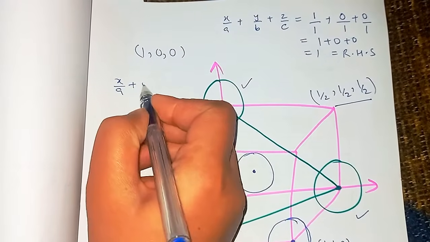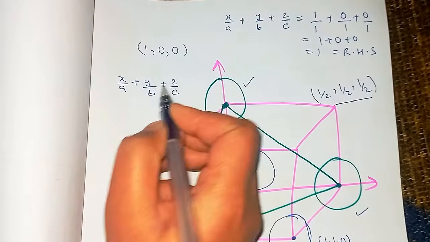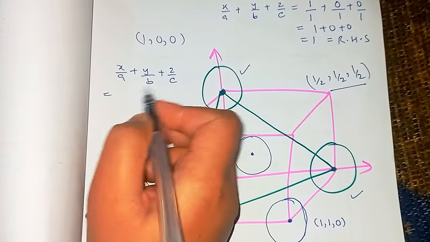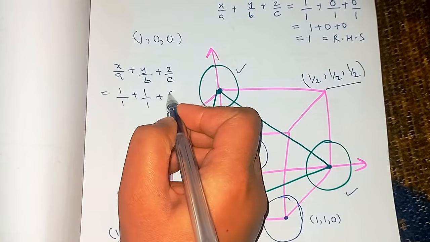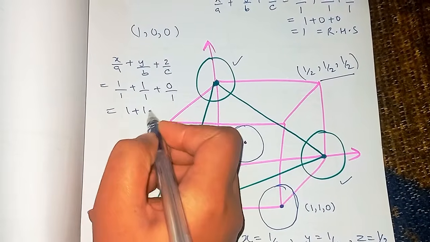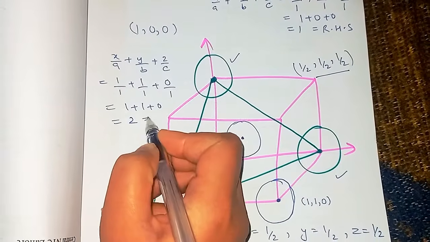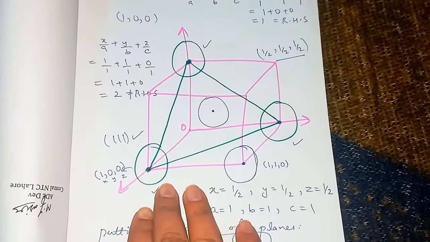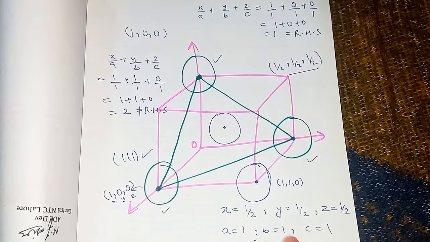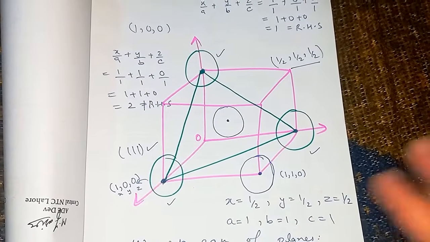x over a plus y over b plus z over c, and the plane is the same, 1 1 1, so 1 over 1 plus 1 over 1 plus 0 over 1. So it's 1 plus 1 plus 0, that equals 2. And that is not equal to the right hand side, which is actually 1. So we can see a systematic way in which we can see which atoms are contributing to the plane.